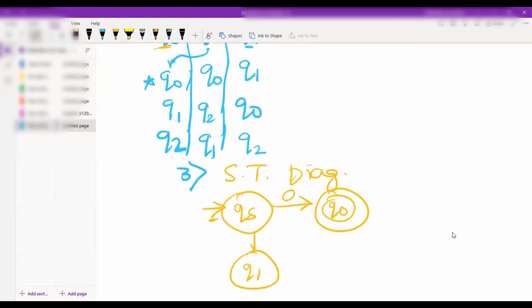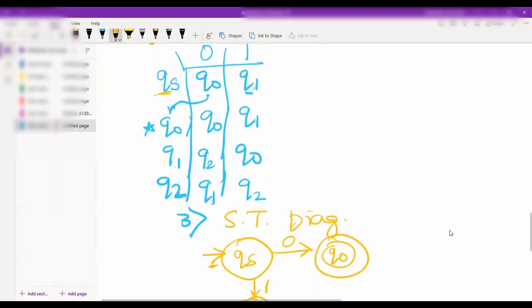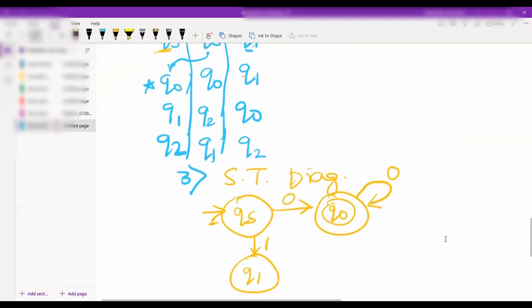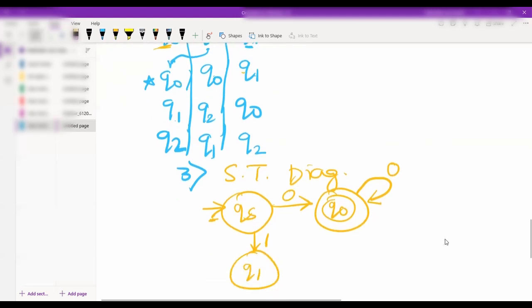The connection between QS and Q1 is 1. Now Q0 on 0 goes to Q0, so Q0 on 0 goes to itself. That's why we are going to create a loop, and the input symbol is 0. Now Q0 on 1, where is it going? Q0 on 1 goes to Q1. So we have to connect Q0 and Q1: one arrow from Q0 moving towards Q1 with the input symbol 1.